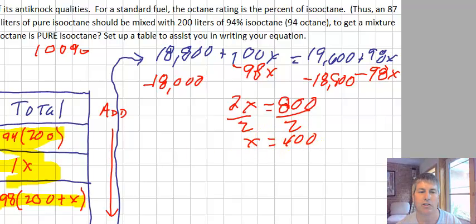And I look at my chart. That is the amount of pure isooctane. So 400 liters of pure isooctane is what we need to add to our 200 liters to get 98% isooctane.